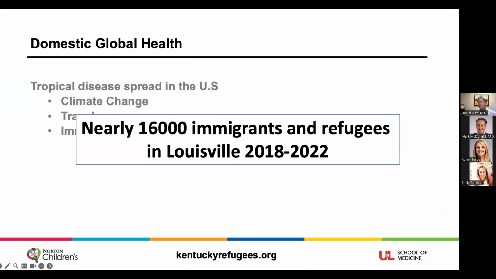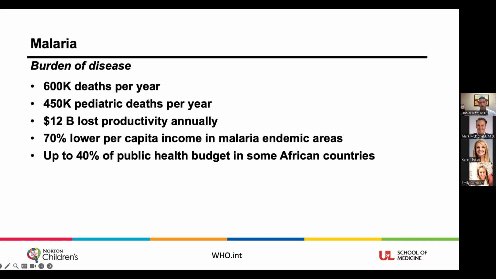We have a wonderful and robust immigrant and refugee population here in Louisville. From 2018 to 2022, we had nearly 16,000 immigrants and refugees. That's a lot of human movement from other areas of the world that we as local providers will be taking care of. Often people that move here from other parts of the world come from malaria endemic areas.